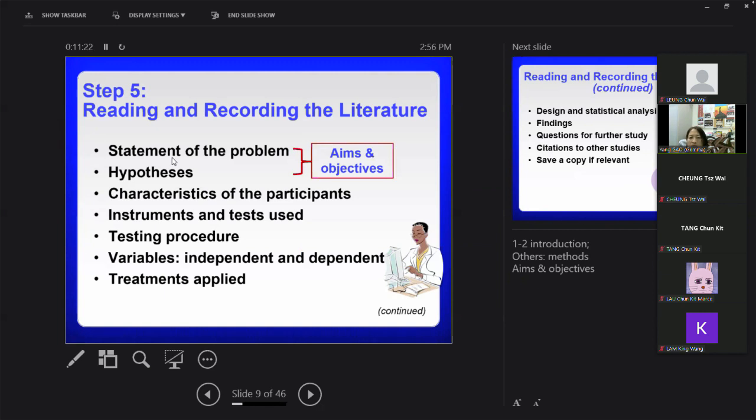Some journal articles may request the authors to state the research problem and hypothesis. However, some may just request the authors to provide the study aims and objectives. Actually, they are only different aspects of one thing. So later I'll introduce what the research problem is, what study aims and objectives are, and what hypotheses are. There is also some in-class exercise on this.